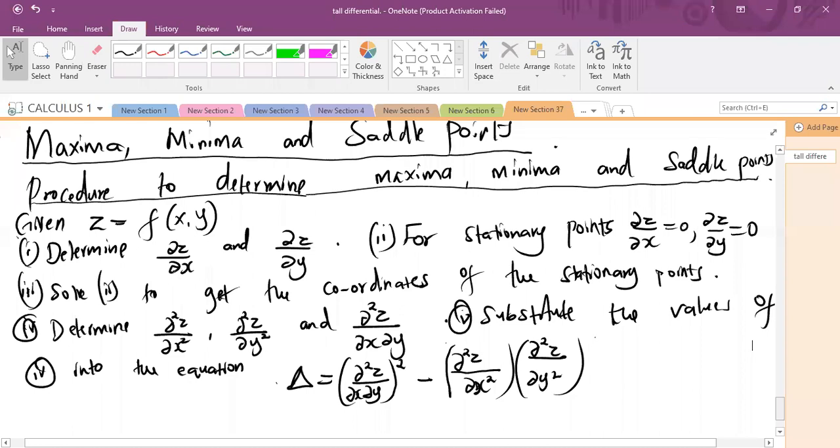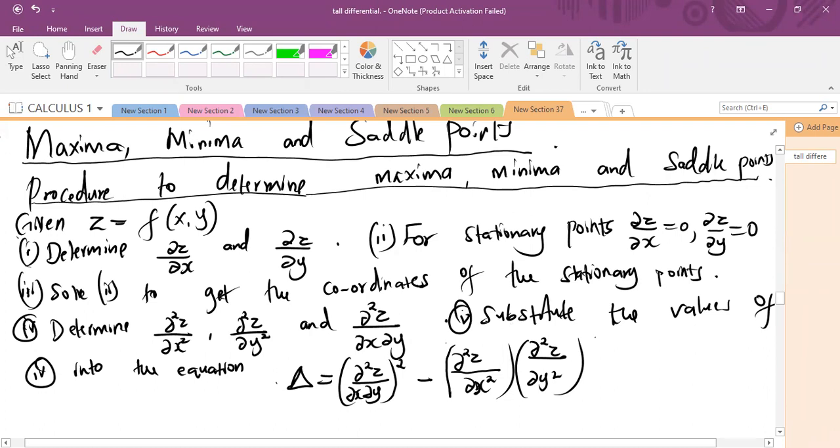So the first thing that we are going to do is determine the partial derivative of z with respect to x and z with respect to y, and then equate them to 0, because for any given stationary point, the gradient is 0. After that, we're going to solve these two equations simultaneously in order to get the coordinates of the stationary points. Then, after getting the coordinates of the stationary points, we're going to determine the second derivatives: d2z dx squared, d2z dy squared, and d2z dx dy, then substitute their values in this equation here.